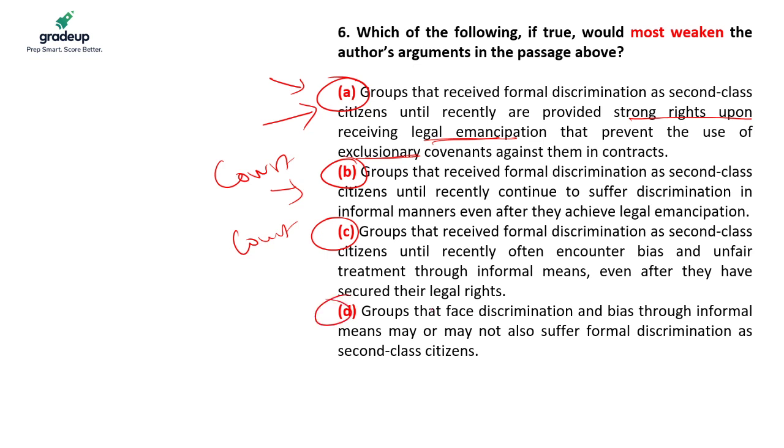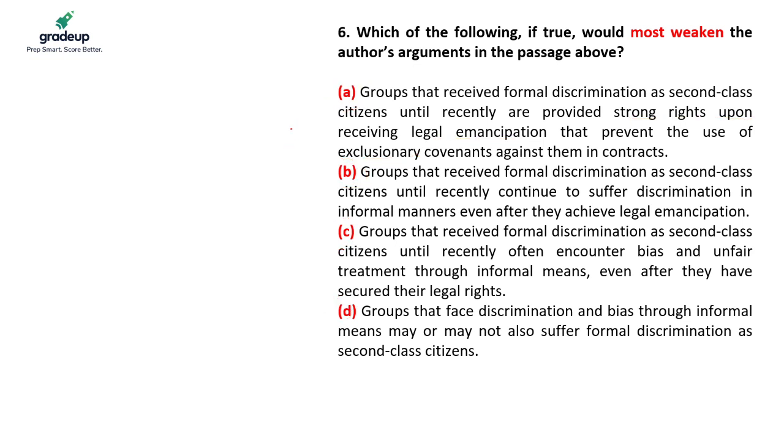Groups that face discrimination and bias through informal means may or may not also suffer from formal discrimination as second-class citizens. Now, whatever happens here, whether it is formal or informal, they are suffering some kind of discrimination, and there the court must step in. So the role of the court is applicable to 3 cases and not 1. This will weaken it because the author says the courts have to step in, and if this were true, then the author did not even need to write the passage.